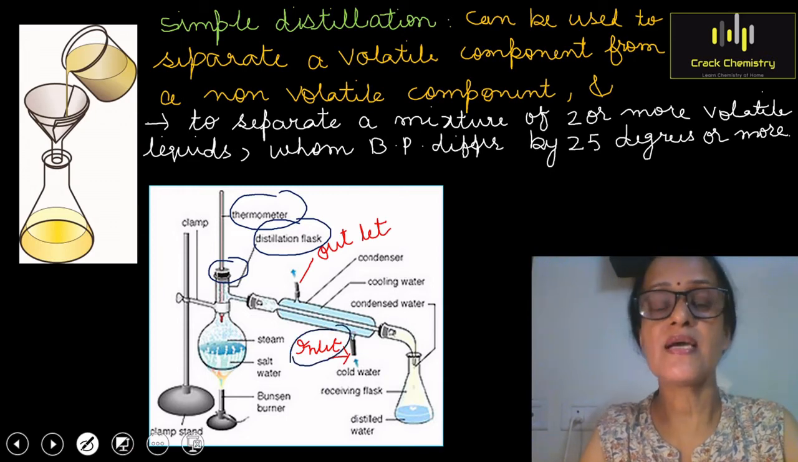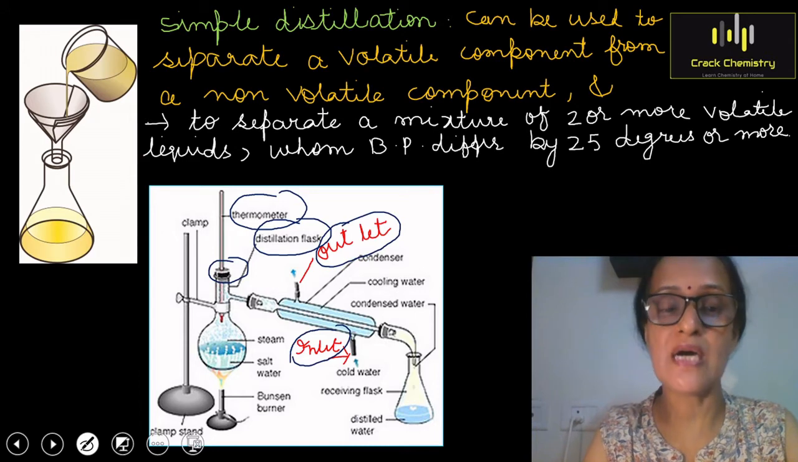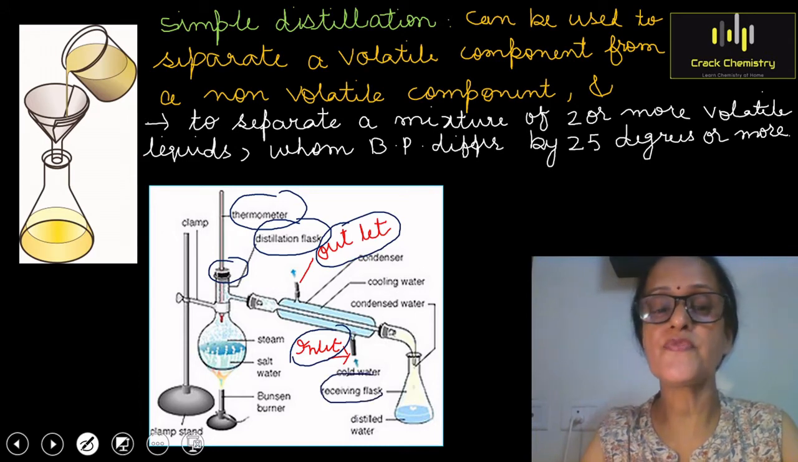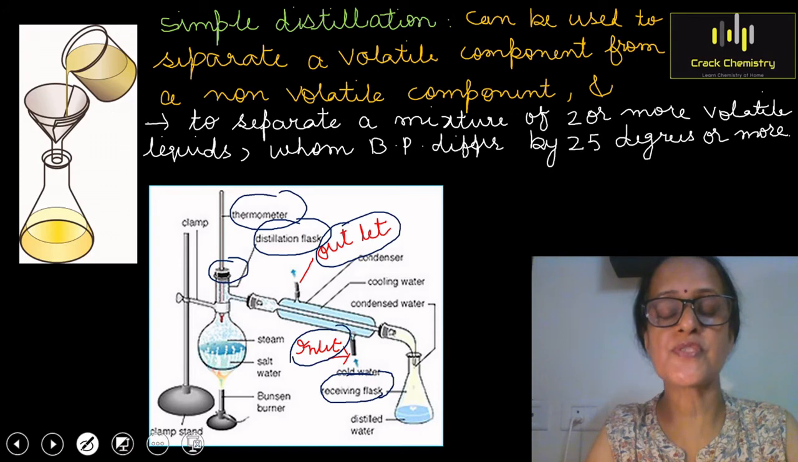And you can see that in the condenser there is an inlet for the supply of cold water and there is an outlet through which the hot water goes out. At the other end of the condenser, a receiving flask is placed which collects the liquid after condensation. So the mixture of salt and water is taken in the distillation flask. Now we will start heating the components of salt and water.